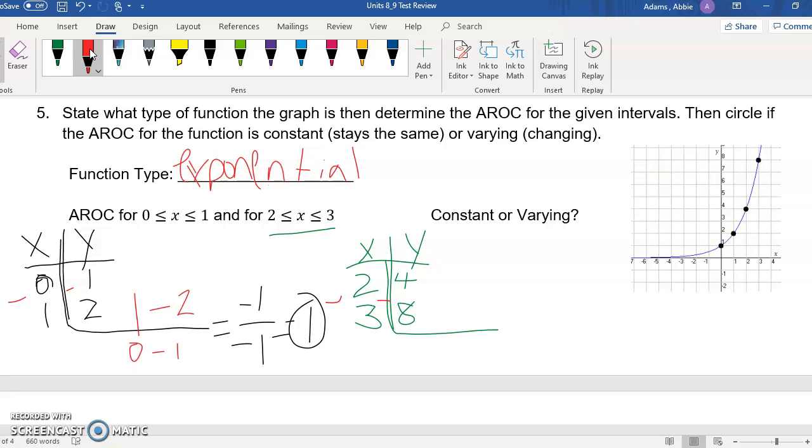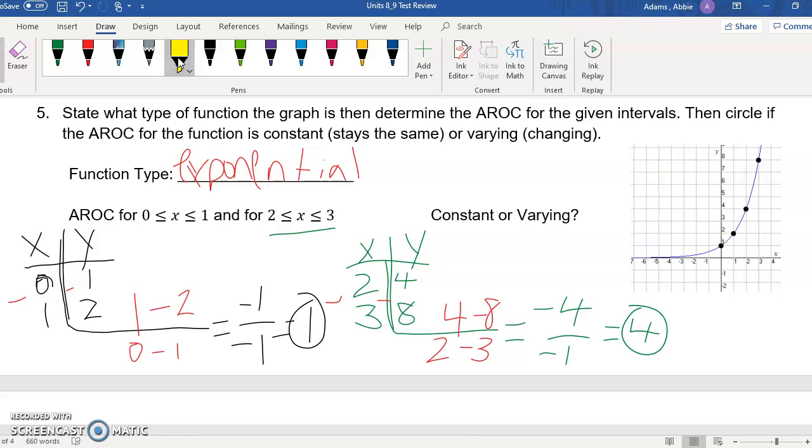So we're going to subtract these values. So I'm going to have 4 minus 8 in the numerator and 2 minus 3 in the denominator. Let's simplify here. So 4 minus 8 is negative 4. 2 minus 3 is negative 1. Negative divided by a negative is a positive, and anything divided by 1 is itself. So this simplifies to a positive 4.